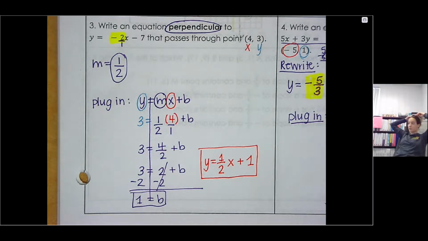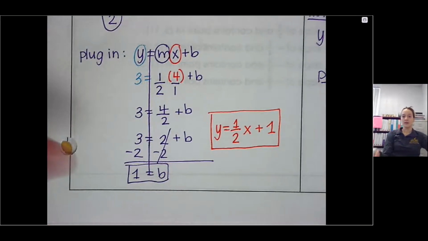Oh, question. When I plugged in, that's the plug-in. So 4/2 gives me 2, and then I subtract 2 from both sides. Where are you getting a different number? Did you plug in 3 for y?